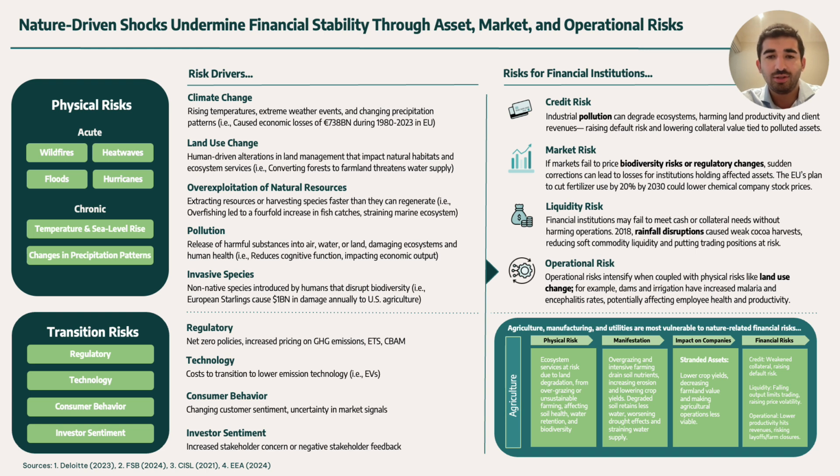For financial institutions, these risks appear through four main channels: credit risk, as degraded ecosystems reduce client revenues and weaken collateral; market risk, when nature-related exposures are underpriced or affected by sudden policies, like the EU fertilizer cut; liquidity risk, as rainfall disruptions impact commodity flows; and operational risk, when ecosystem stress lowers productivity or affects worker health. Sectors like agriculture, manufacturing, and utilities are especially exposed. In agriculture, soil loss and drought can lead to stranded assets, reduced output, and financial losses across all risk categories.